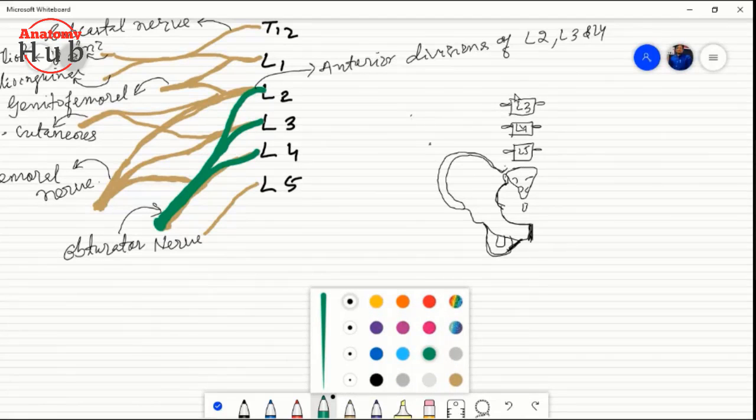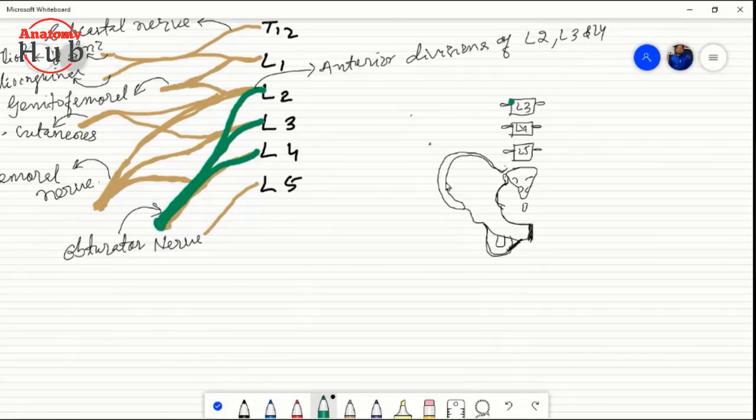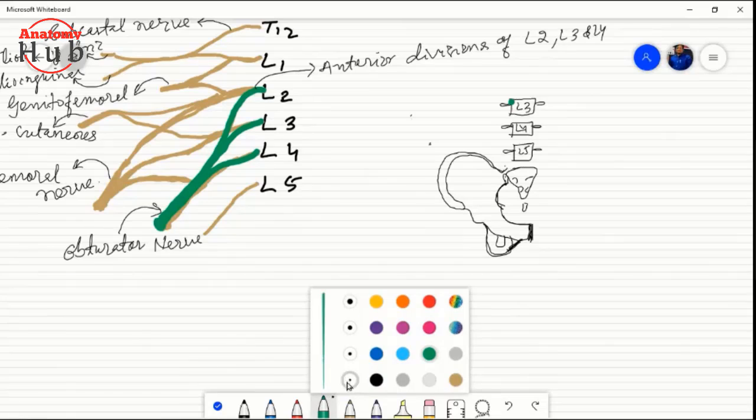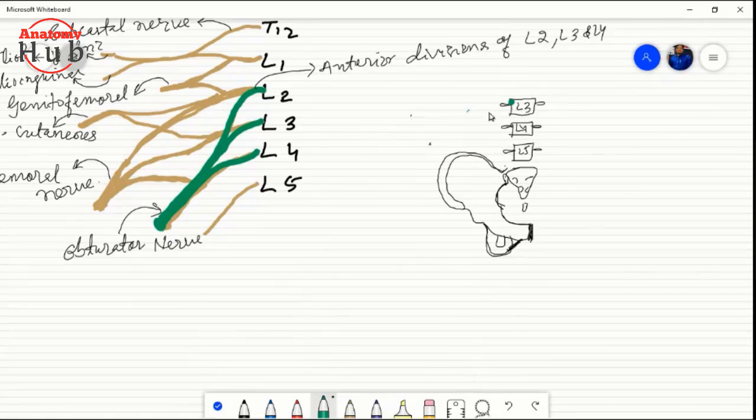Okay, so the muscle, that is the psoas major muscle, no? So the psoas major muscle is actually arising from L1, L2, L3, L4, and L5, right? So this is the muscle.